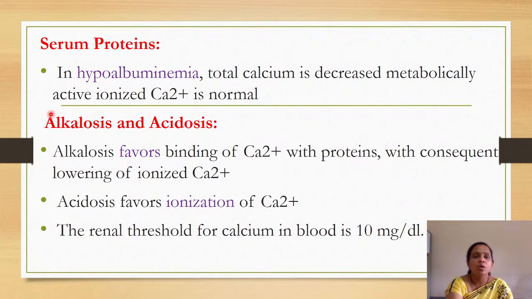Now, serum protein. These are the factors that affect absorption, along with serum proteins. When the albumin levels are decreased, total calcium level is decreased. Metabolically active ionized calcium is not bound to protein. It is completely free. So its levels are not decreased if there is a decrease in the serum protein levels. Alkalosis and acidosis. Alkalosis favors the binding of calcium with the proteins with consequent lowering of ionized calcium. So alkalosis promotes the binding of calcium with the proteins and acidosis favors ionization of the calcium. Next, the renal threshold of calcium is up to 10 mg per deciliter. If it crosses 10 mg per deciliter in the blood, it will start appearing in the urine.